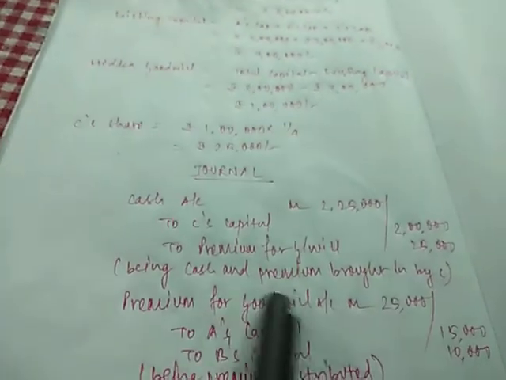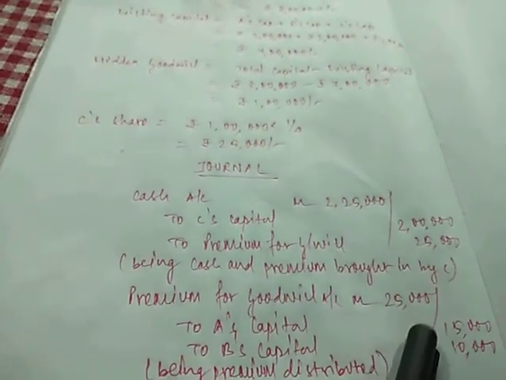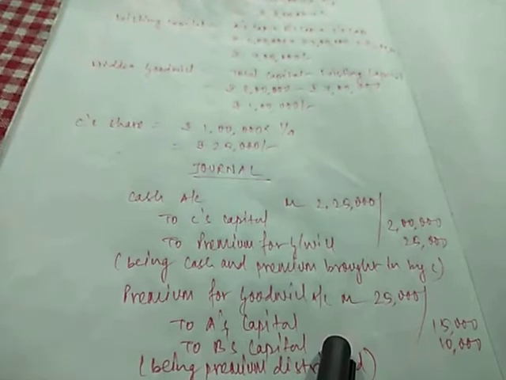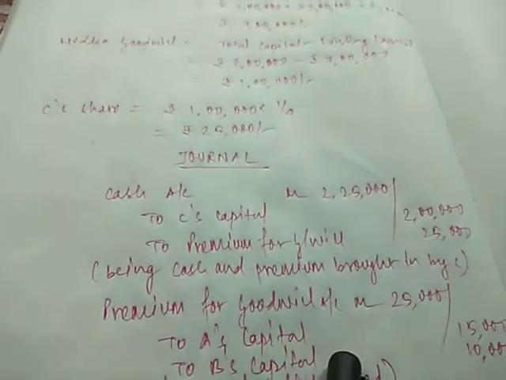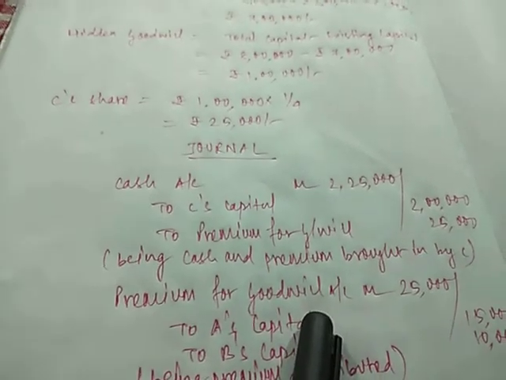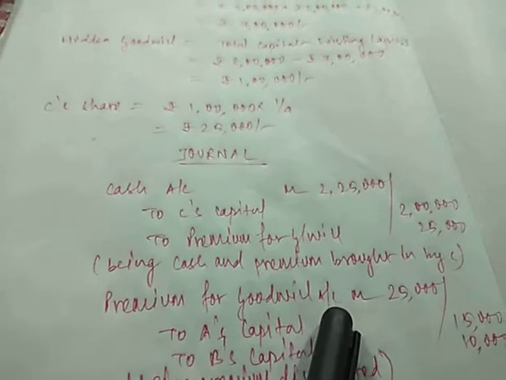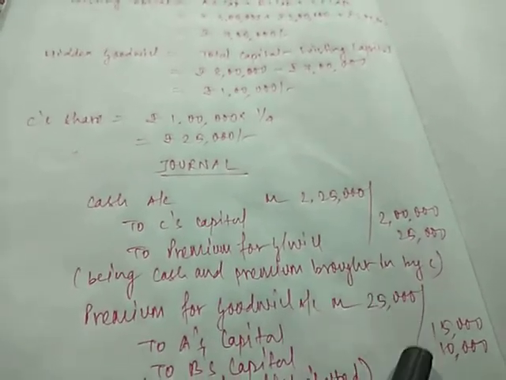Next entry will be premium for goodwill account debit 25,000, to A's capital, to B's capital. A's capital and B's capital, this will be distributed in the sacrificing ratio. You have to calculate the sacrificing ratio for this question. I have calculated, it comes to 3:2. In that 3:2 ratio, you have to divide the premium for goodwill. 25,000 when divided in 3:2 comes to 15,000 and 10,000, being premium distributed being the narration.